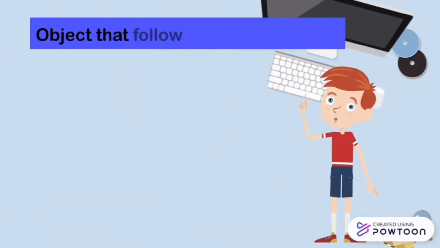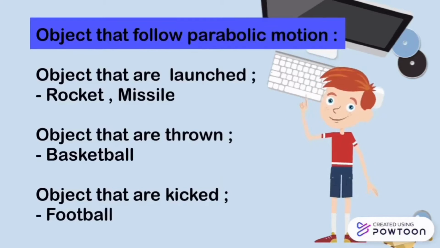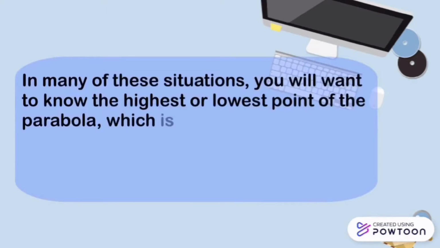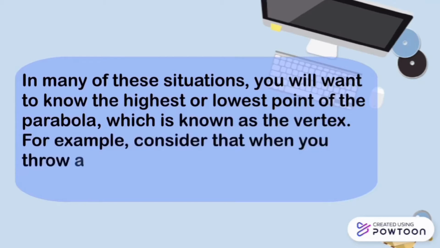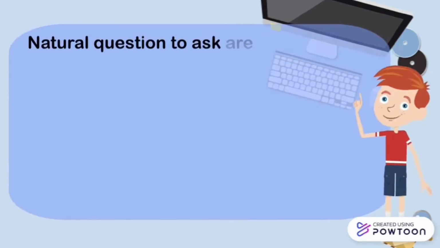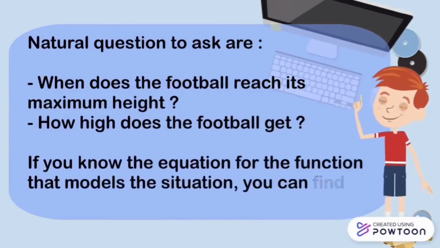Objects that are launched, such as a rocket or missile, objects that are thrown like a basketball, and objects that are kicked like a football all follow parabolic motion. In many of these situations, you will want to know the highest or lowest point of the parabola, which is known as the vertex. For example, when you throw a football, the path it takes through the air is a parabola. Natural questions to ask are, when does the football reach its maximum height? How high does the football get?